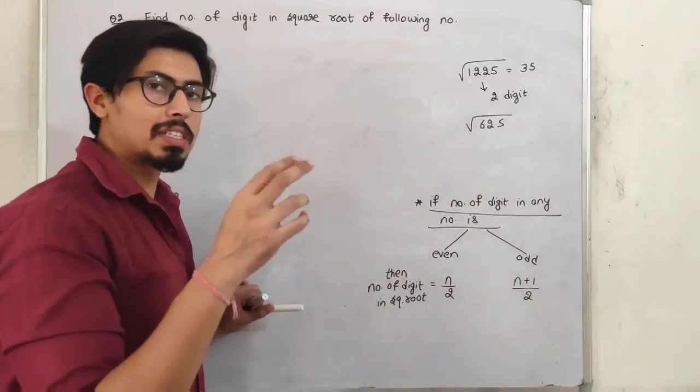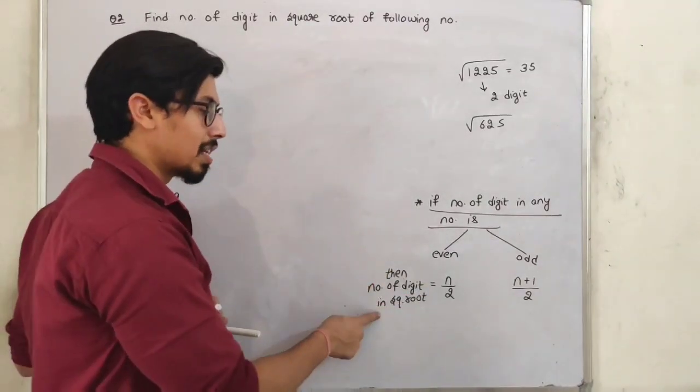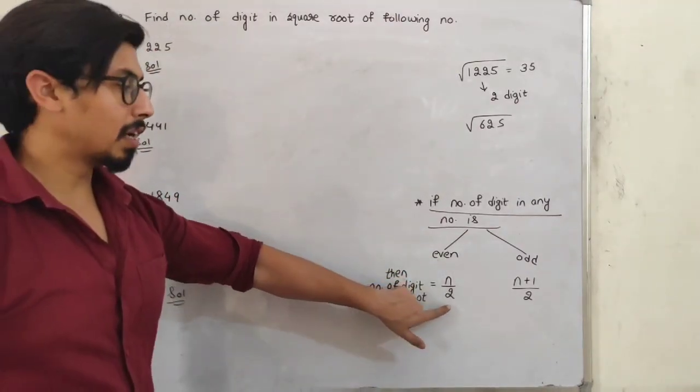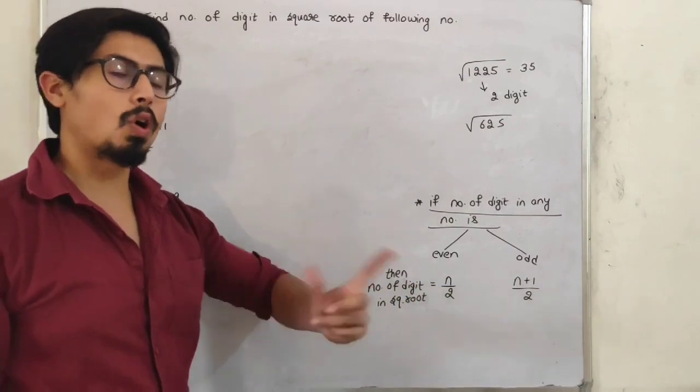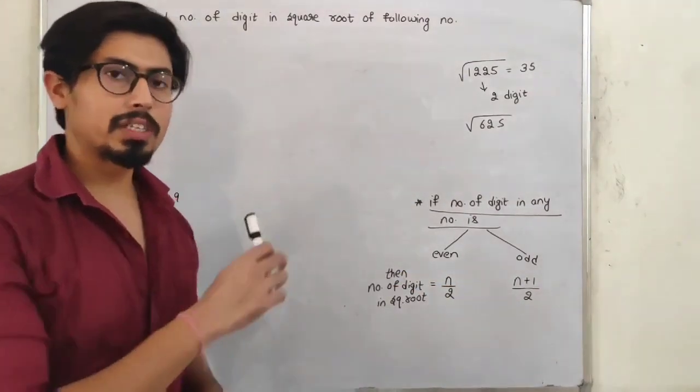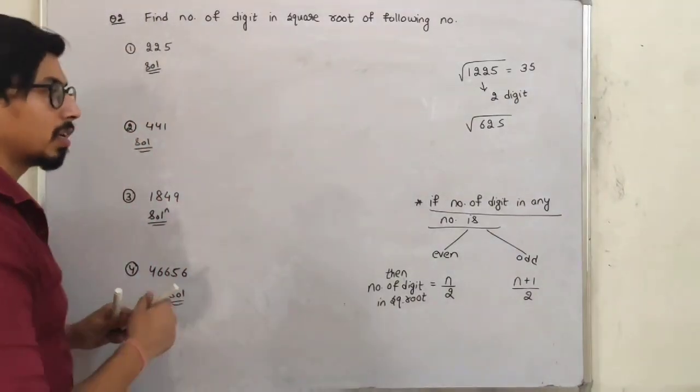So the number of digits in its square root is given by: if n is even, we write n by 2. If n is odd, it is written as n plus 1 divided by 2. See, students, we are taking these 4 examples here.